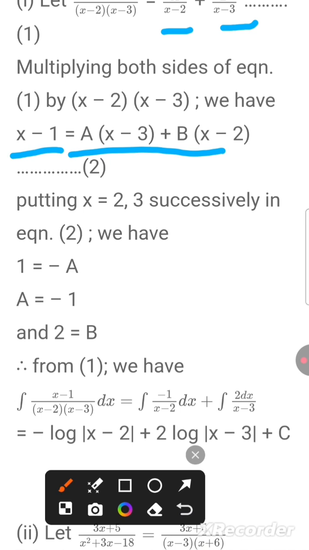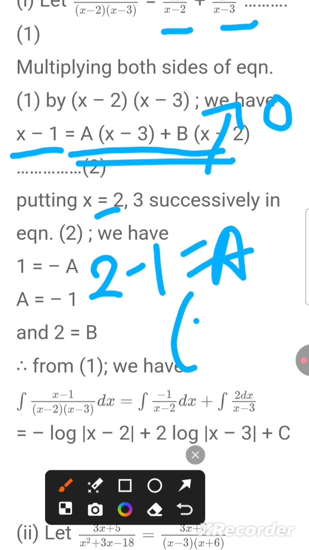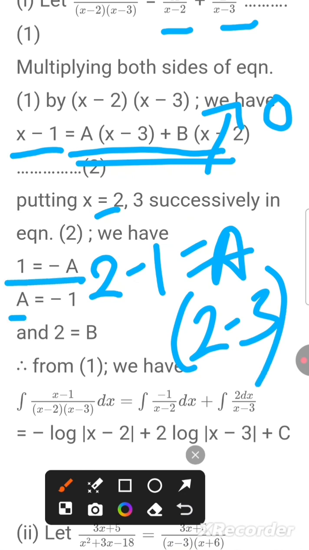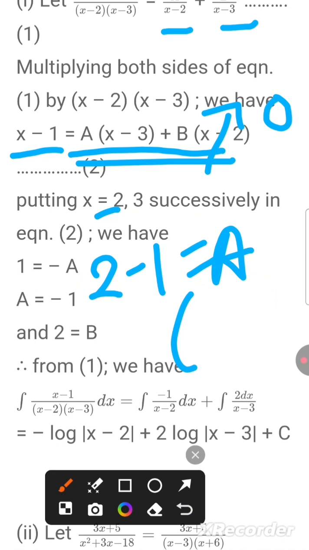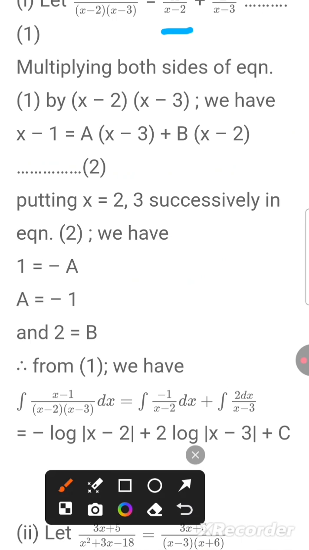So if you put x as 2 in this expression, this part is 0. On the left hand side, by putting x equal to 2, 2 minus 1 is equal to A times (2 minus 3). So we get the A value as minus 1.